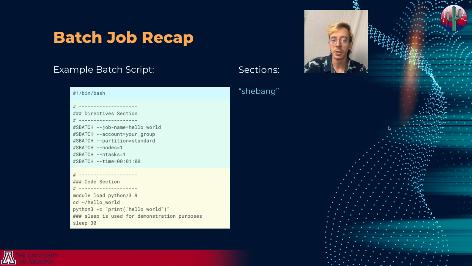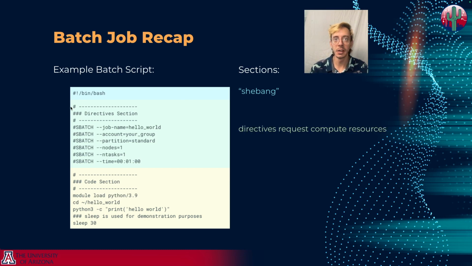It has a handful of sections. The first is where you see the exclamation point bin/bash. That's called the shebang. That needs to be in there in order to tell the system that it is a bash script. Bash, batch, similar sounding words.